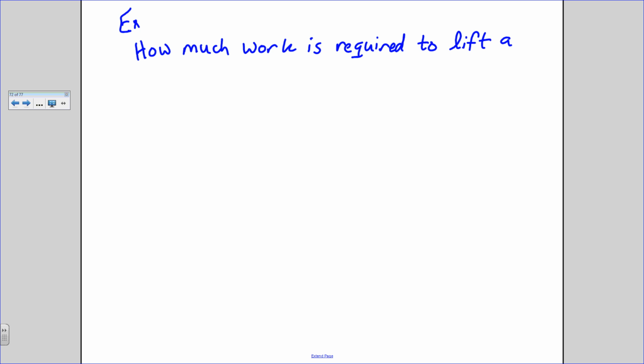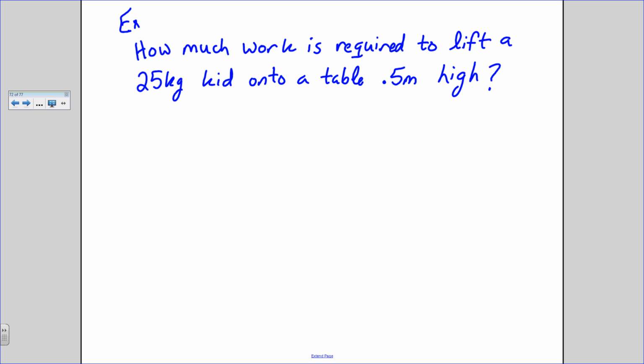let's say how much energy or how much work is required to lift a 25 kilogram child onto a table 0.5 meters high. All right, how much work? And then so also this is going to be what is its potential energy.